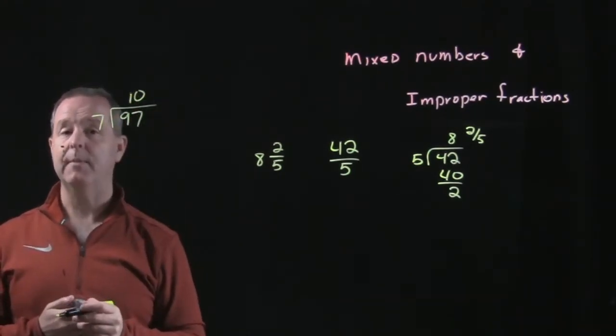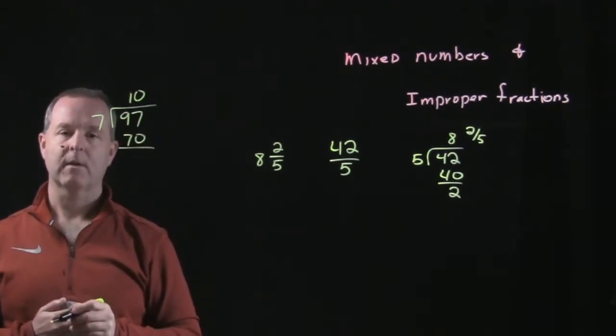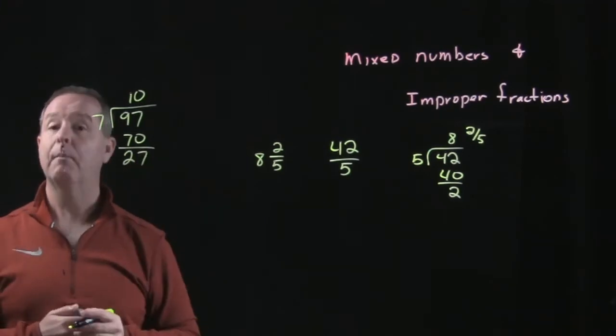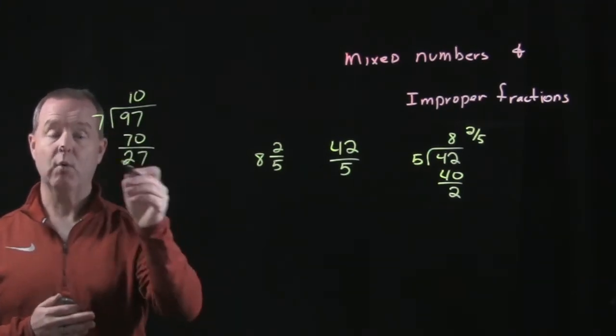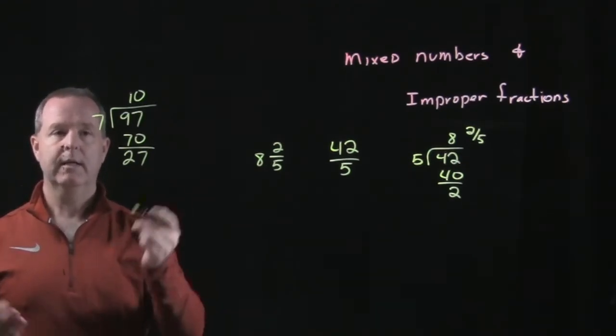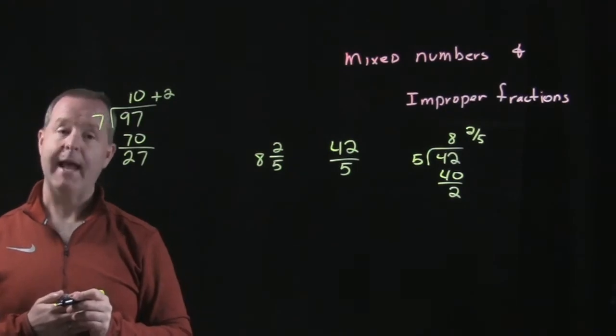7 times 10, how many parts of 7 are there? There were 70. How much do I have left over? I have 27 parts left over. Can I take any more 7s out of that chunk? Yeah, I can take maybe 1 or 2. Let's take 2 more. So I'm going to add 2 more chunks of 7 out of that.